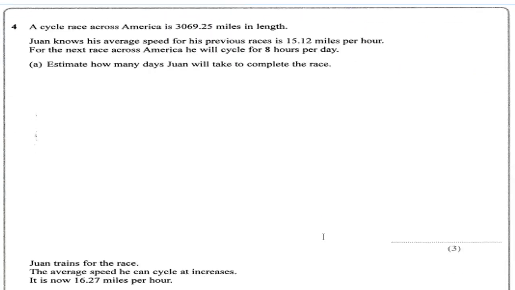Question number 4. A cycle race across America is 3069.25 miles in length. Juan knows his average speed for his previous race is 15.12 miles per hour. So make sure this is speed, and speed is 15.12, and this is miles, so this is distance. For the next race across America, he will cycle 8 hours per day. Estimate how many days Juan will take to complete the race.